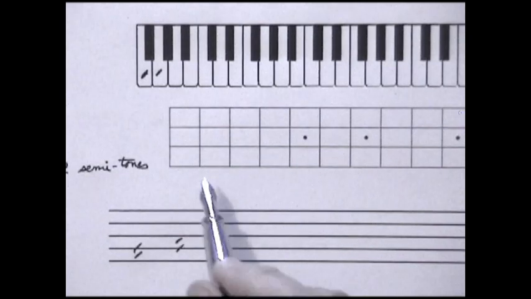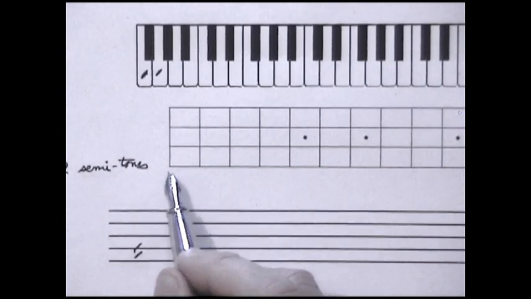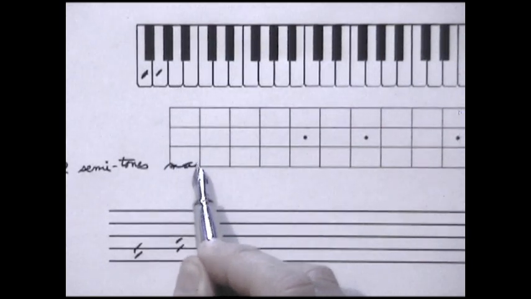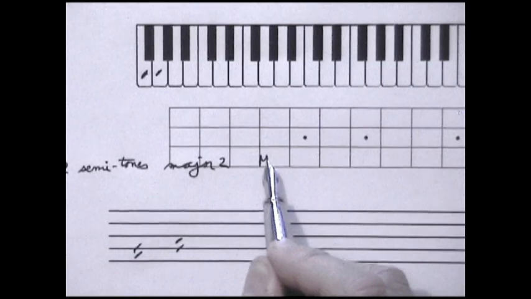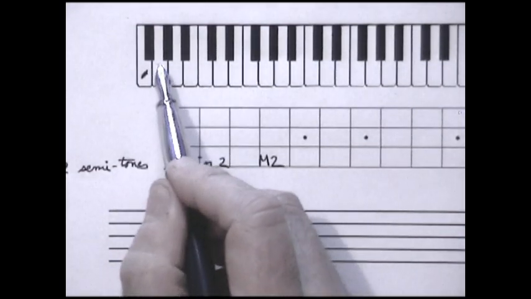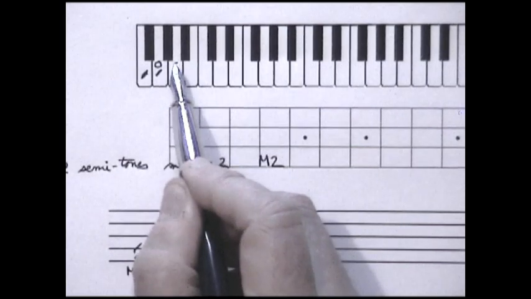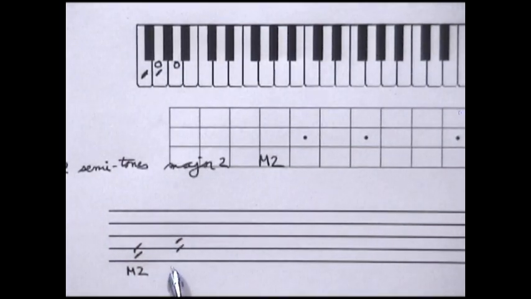And that's referred to as a major second, and it's abbreviated capital M2. The G to an A is also 2 semitones, so this would also be a major second.